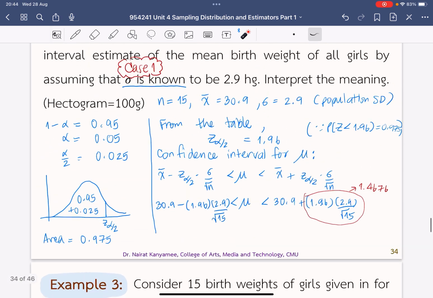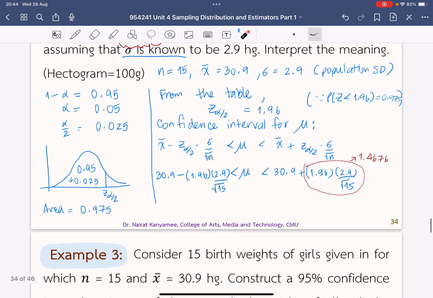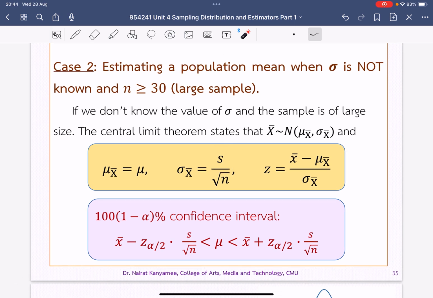For the first case, sigma is actually the population standard deviation. But in case 2, we don't know the population standard deviation, so we use just s, the sample standard deviation, to calculate the standard deviation of the sample mean. The z-score is still x bar minus mu over sigma x bar.